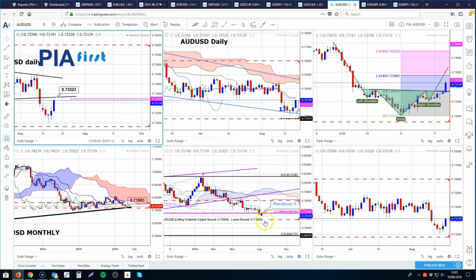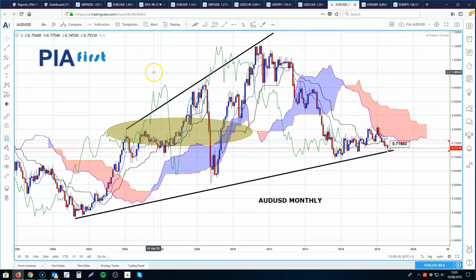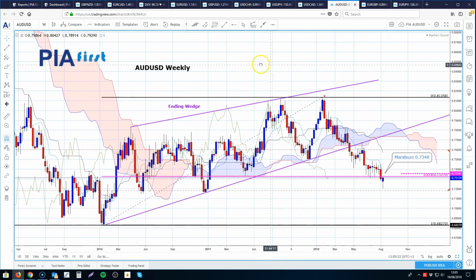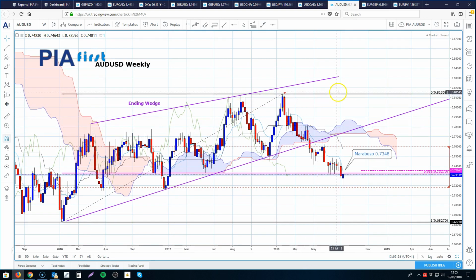Aussie dollar, let's break down some time frames here, because again we've got RBA minutes on Tuesday. We can see that trendline support held 71.98. This is in a very large expanding wedge formation that has an eventual bias to break to the downside. If we go to this time frame, we've got an ending wedge pattern.